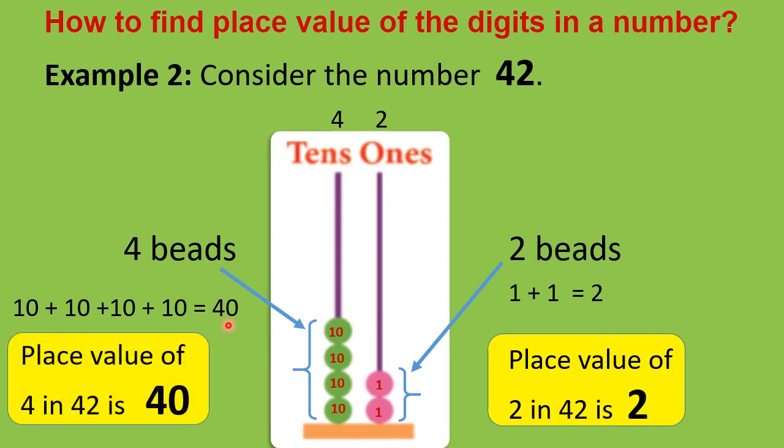Hence, the place value of 4 in the number 42 is 40. It is at tens place. Observe here, 4 here is at tens place. Therefore, its place value is 40. And 2 is in ones place. Its place value is 2 itself.